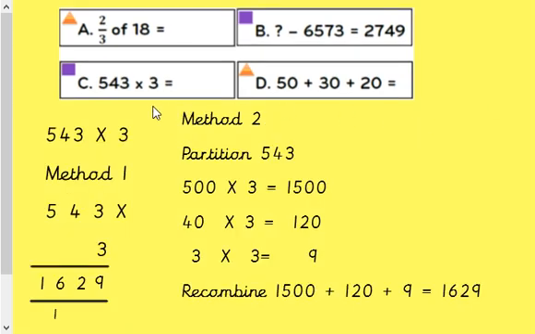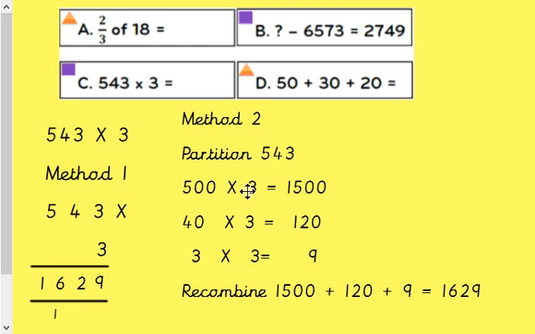Okay, the first of our longer questions this morning, 543 times 3, nice and simple. Abstract method of short multiplication for our most efficient method. So 3 3s are 9, 4 3s are 12. I need to carry the 1 into the next column. And 5 3s are 15 plus 1 is 16. So 1,629. And then method 2, I want you to think about partitioning as usual.